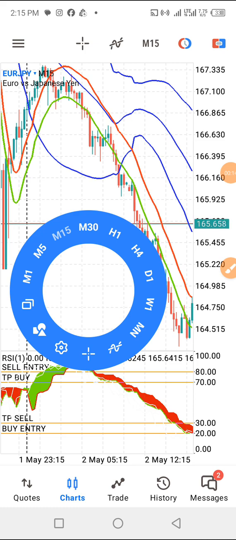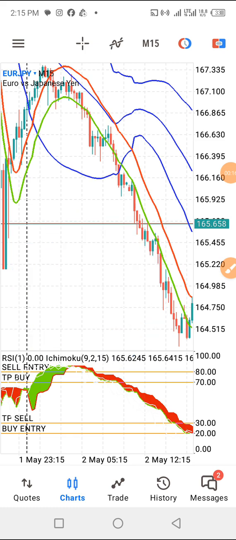In today's strategy, I'm going to be teaching you guys how you can use this Bollinger Band plus envelope to take good entry and make good earnings either on Forex or synthetic indices.